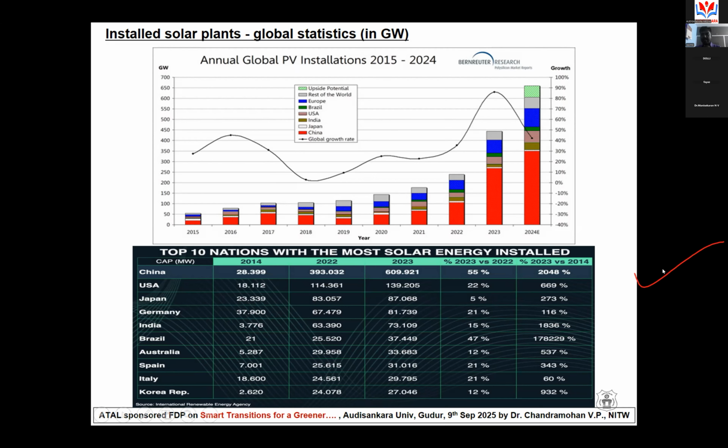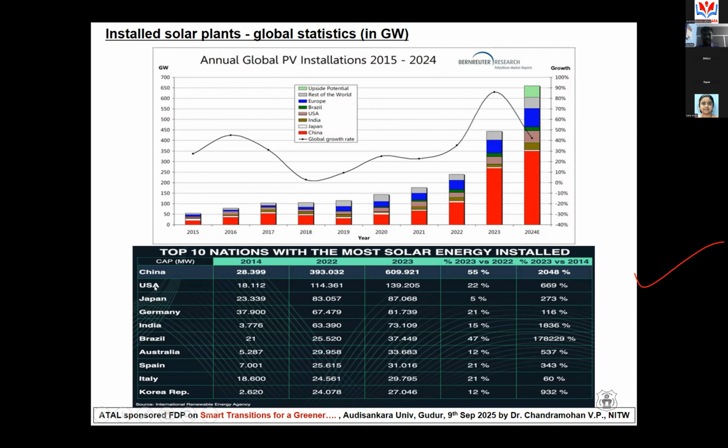So this is actually one example of how to get electrical energy from solar PV panels. You can see in this table, China is giving almost 609.921 gigawatt of power in 2023. Actually, I don't have a recent report. I tried already, but I couldn't get it.